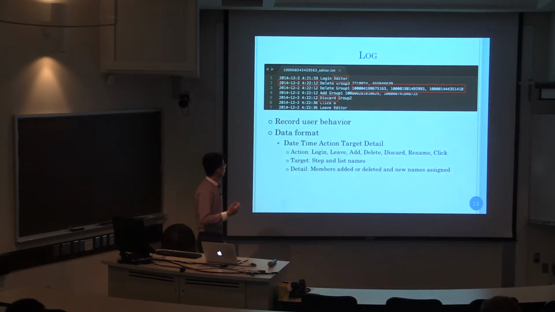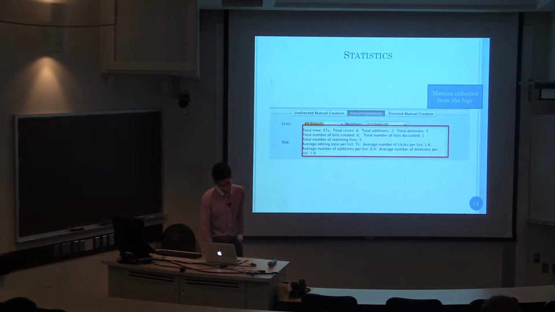When the users create and edit the list, the log records users' behavior, such as the mouse clicks, the timestamp of each action, and also the members deleted or added to the recommendation results. So the data is in the following format: the date and time, action, target, and then the detail. Some statistics are calculated from the logs we collect. We show these statistics in the visualization tool, but this is not the main focus of this presentation.